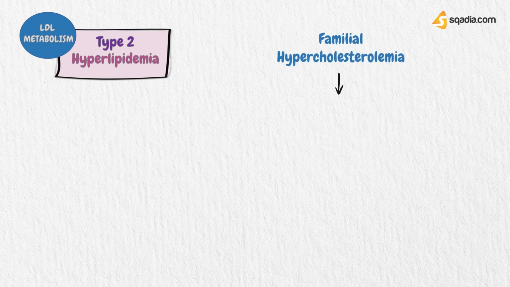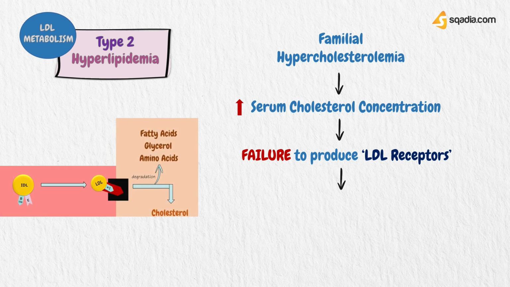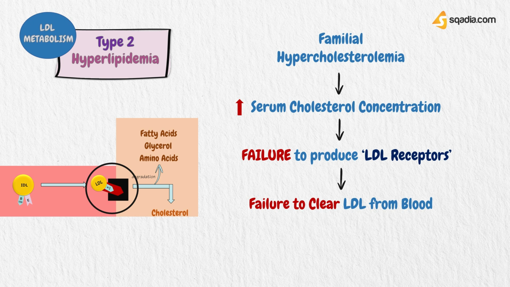Patients with familial hypercholesterolemia have very high serum cholesterol concentrations. They die at a young age from ischemic heart disease if they are not treated. The disorder is due to failure to produce functional LDL receptors. The deficit of LDL receptors results in a failure to clear LDL from the blood. The LDL accumulate and cause atherosclerosis.